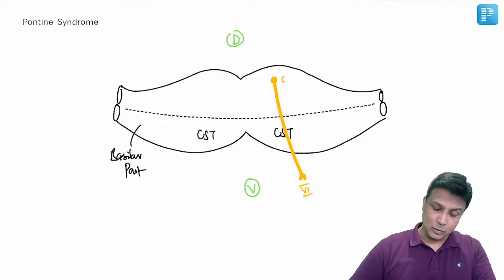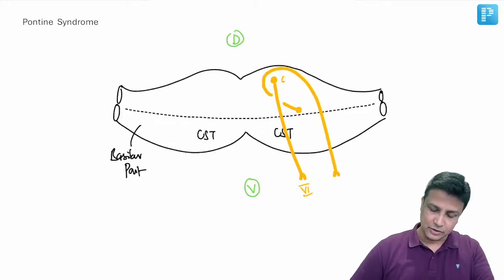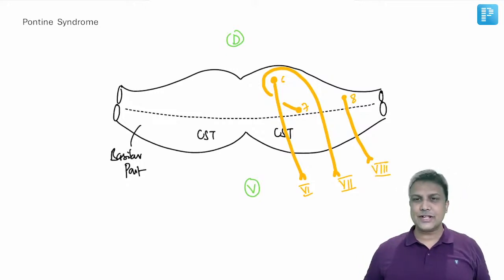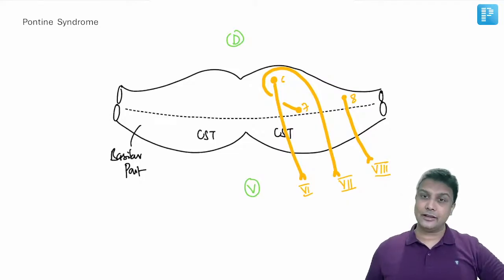But what about the seventh one? The seventh nucleus is present more anteriorly, and then it is going to take a turn around this sixth nucleus and come outside here. So this is the seventh nucleus, and this one here will be your facial nerve. A little lateral to that one, there will be the eighth nerve coming out from here. So this one here will be the vestibulocochlear nerve. Fine. So the 6th, 7th and 8th nerves will be present at the pontomedullary junction in the same order.